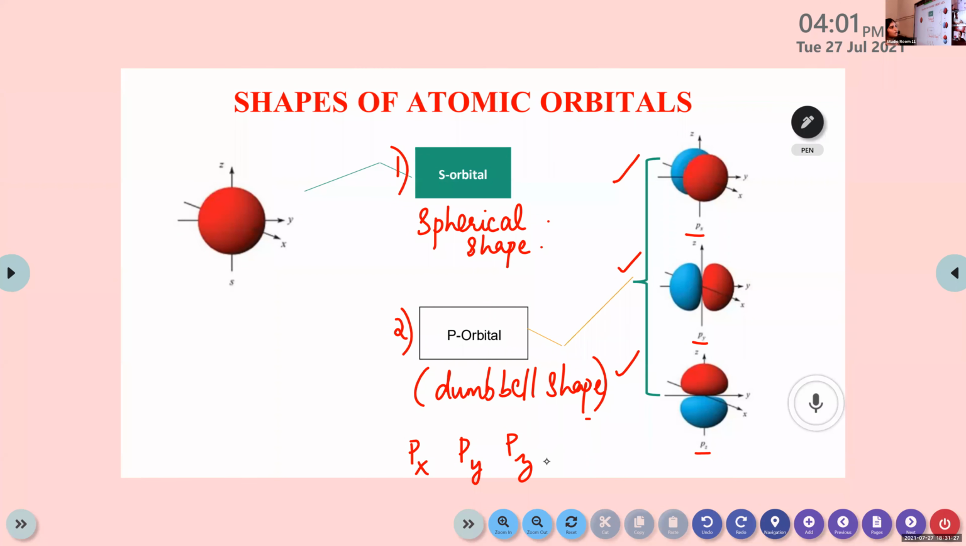S orbital has only one orbital, that means a spherical shape. But in the case of p orbital, there are 3 types of p orbitals, so we can draw 3 figures depending upon the axis. Then how many figures are there for the d subshell, children? Can you tell me the number of orbitals in the d subshell? Anyone? 5. It's 5, right? So it has 5 diagrams.